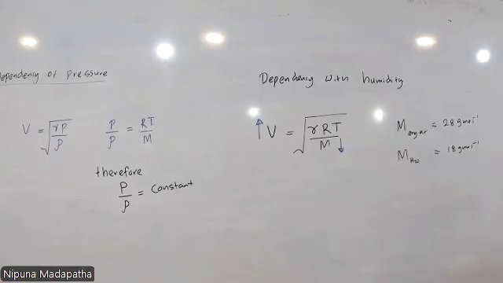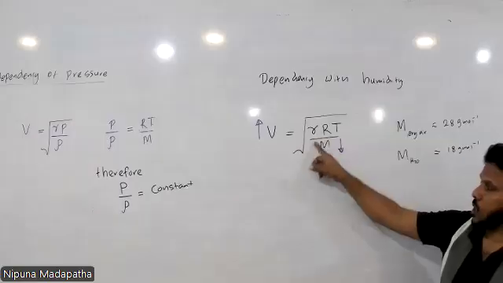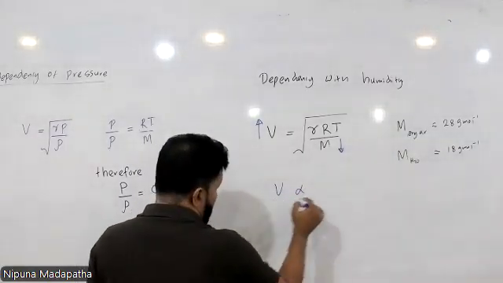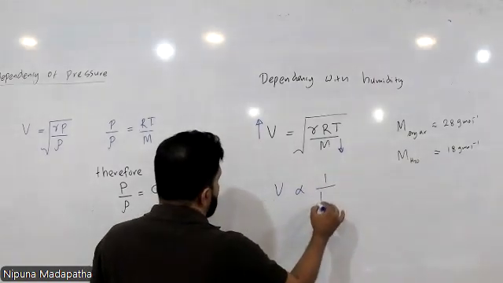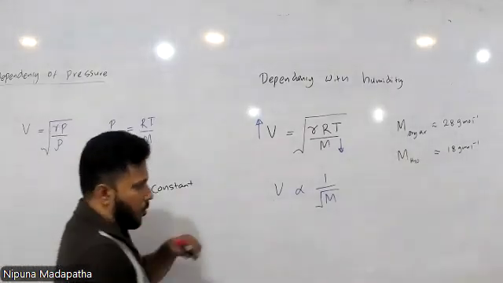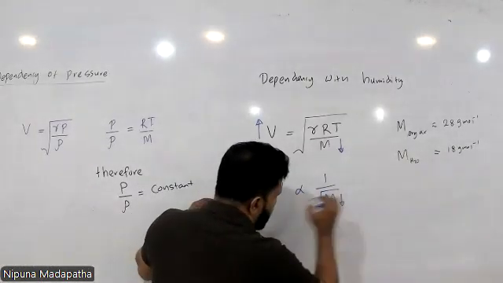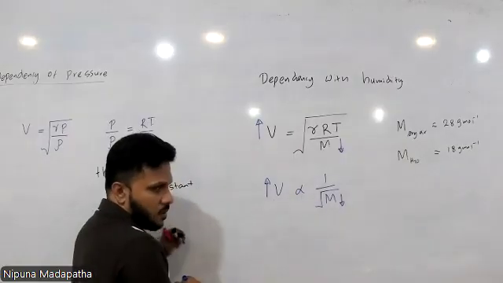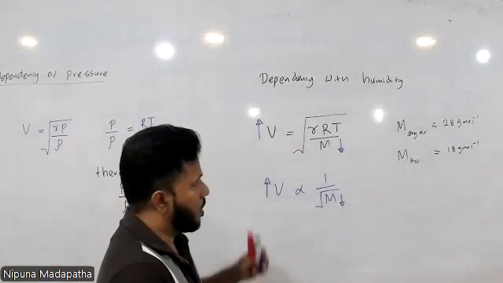The speed of sound is inversely proportional to the square root of the molar mass. When the mean molar mass decreases, speed of sound in air increases. Right?